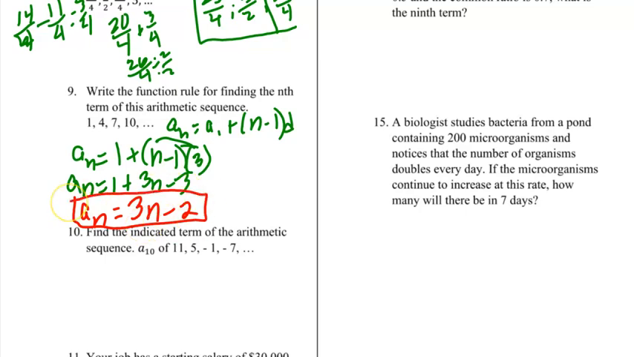And I can verify that that is correct, because if I want to find the second term, I would put a 2 in for n. 3 times 2 is 6. 6 minus 2 is 4. And the second term here is 4.